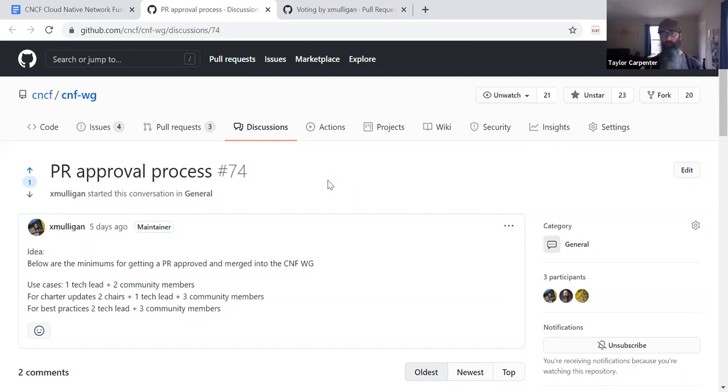So this is only for the approvers. This says approval process. Really, the discussion is how many approvers do we need in the PR process before we approve a merge? Okay, so it's one item out of all the rest, and all those other things are important. Yeah.